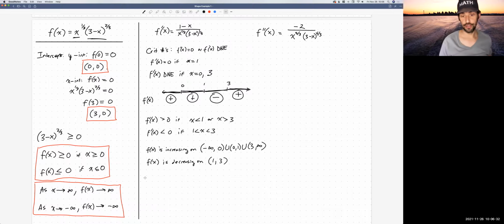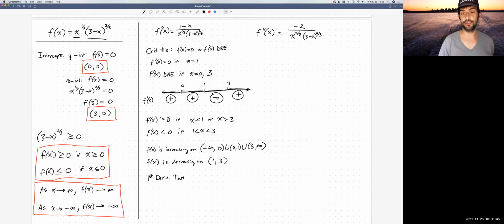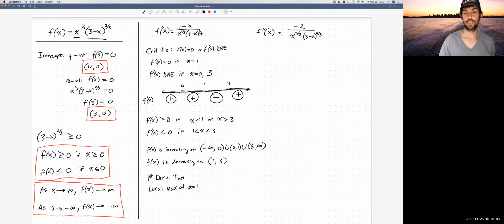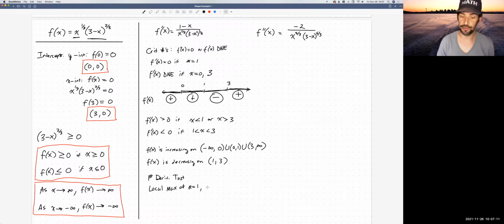We can also look at the first derivative test at our critical numbers. Notice at our critical number 1, we go from positive to negative. So there is a local max at x equals 1. We're going from positive to negative, so it's going up and then down. And since it's a local max, I'm going to go ahead and evaluate it, or at least approximate it, because ultimately I want to be able to draw this graph.